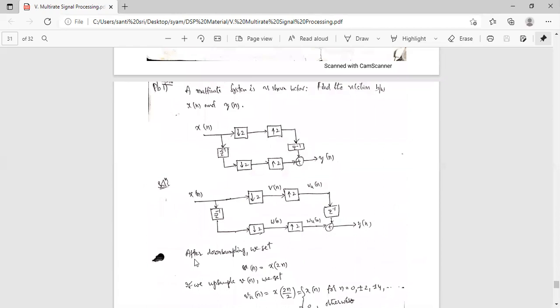A multi-rate system is as shown below. Find the relation between X of n and Y of n. So this is the given system. X of n goes through a down sampler and up sampler. This is also a down sampler and up sampler. These two are added so that we get the output Y of n.